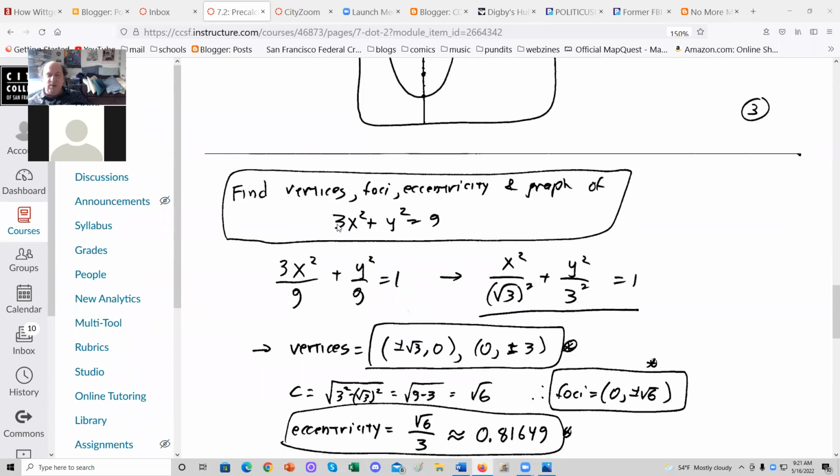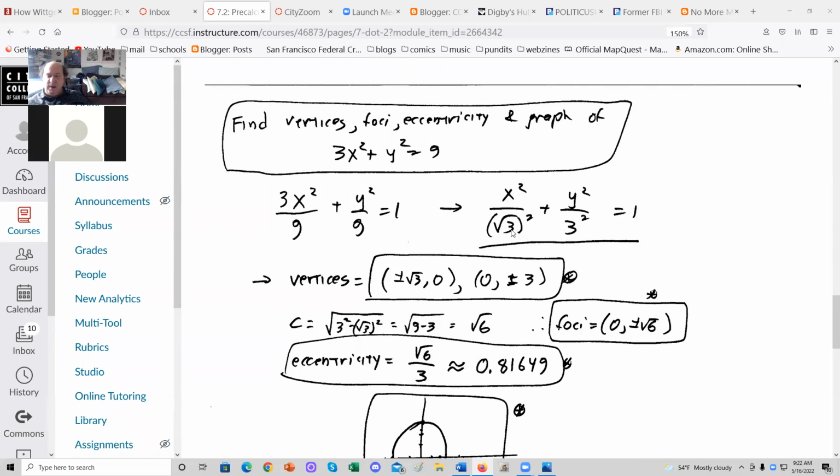Now here we have 3x squared plus y squared equals 9. This 9 is annoying, but we can solve that. We divide both sides by 9: 3x squared over 9 plus y squared over 9 equals 1. Now, if you cancel the 3 and the 9, you get a 3 in the denominator, which is root 3 squared. 9 is 3 squared. So the equation is x squared over root 3 squared plus y squared over 3 squared equals 1. We can right away find the vertices. The vertices on the x-axis are plus or minus root 3 by 0.